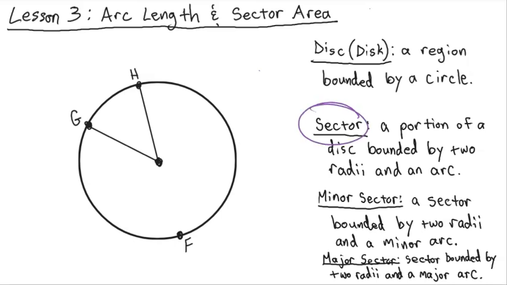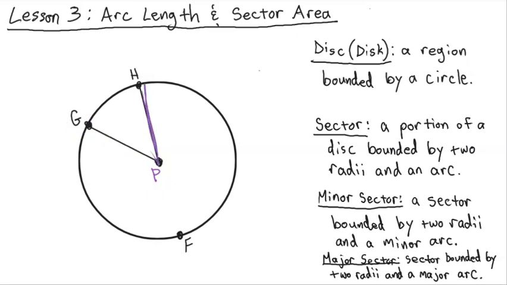So then what is a sector? Well, a sector is a portion of a disk, and it's bounded by two radii and an arc. So look at this here. Let's say that this is circle P, and we have this radius here, PH, and then we have this radius here, PG.